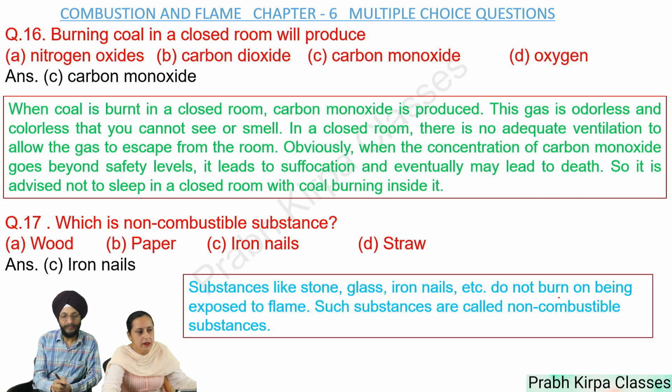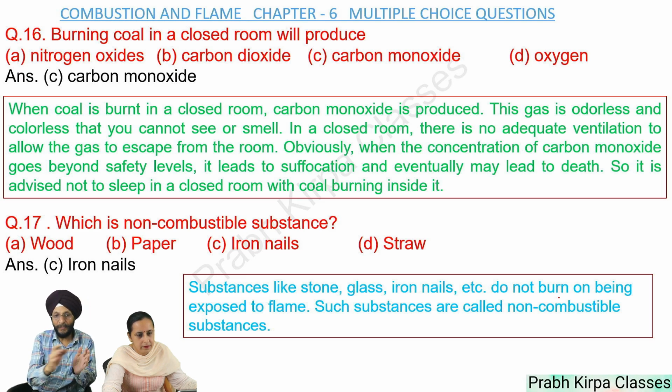Question number 16. Burning coal in a closed room will produce A. Nitrogen oxides, B. Carbon dioxide, C. Carbon monoxide, D. Oxygen. So the answer is carbon monoxide. If we burn coal in a closed room, it produces carbon monoxide.